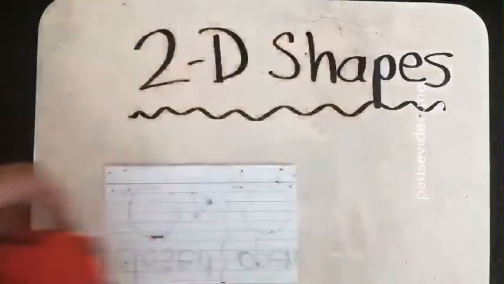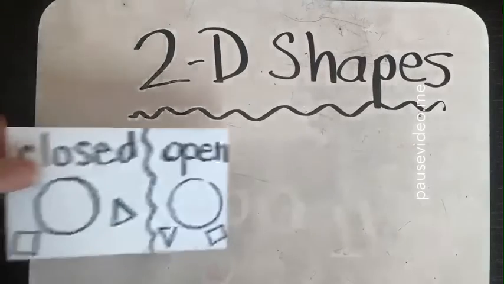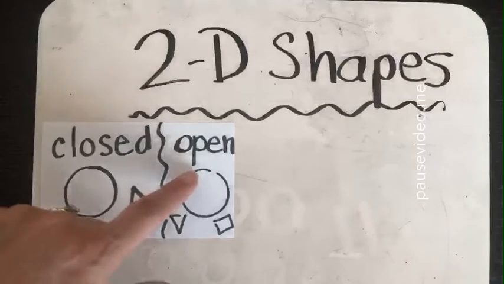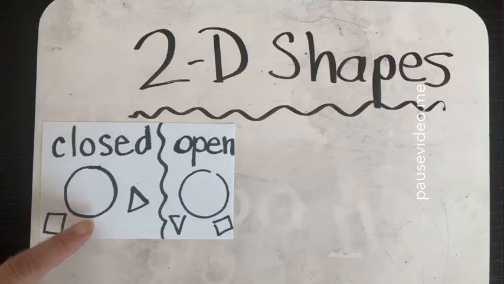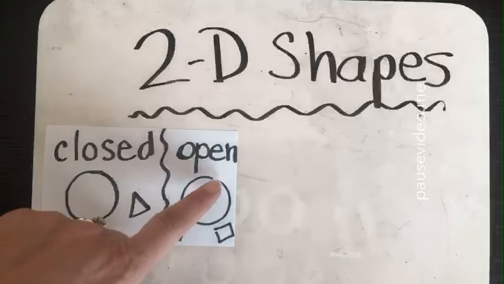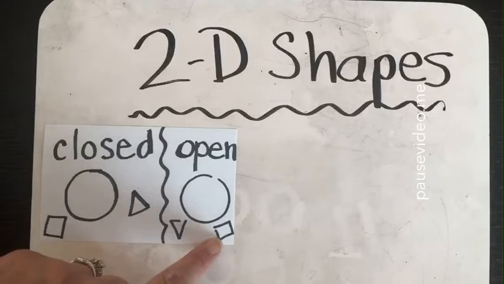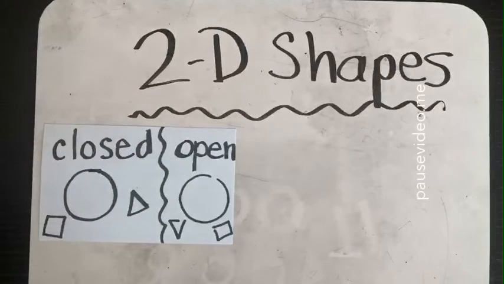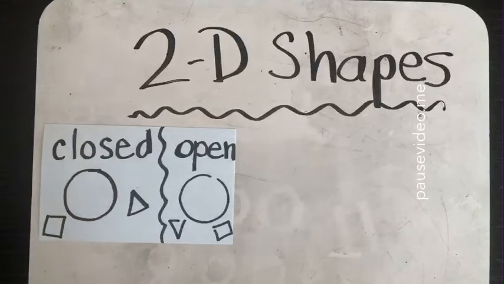And remember, we talked about there's different attributes or ways of describing 2D shapes. One way is to describe whether they are closed or open. We always want to describe ones that are closed. That means the lines go all the way together. Open shapes have a little space in there. See how my triangle has a little space, my square has a little space, my circle has a little space. Okay, that's not what we want to see in a 2D shape. We want to see closed lines.